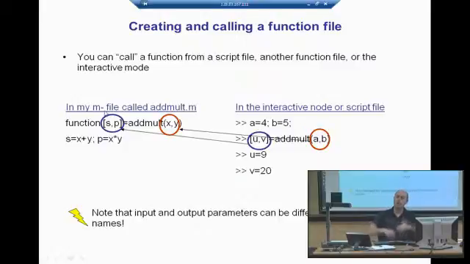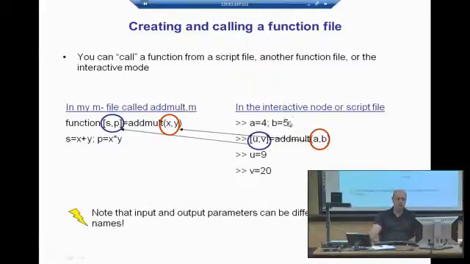Now I want to call my function file, and I can do that from any number of places. You can call a function file from the command window, which is what I'm suggesting you do here. You could call it from a script file, where you define some variables, and then you call addmult, and then it does the operation and sends it back. You can even call a function file from another function file. So a function file can call a function file, and that function file can call a function file. You can call a function file from any of those things.